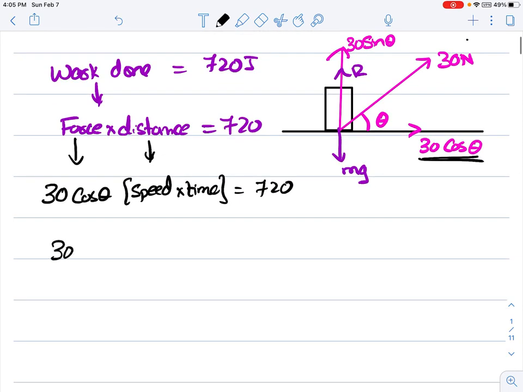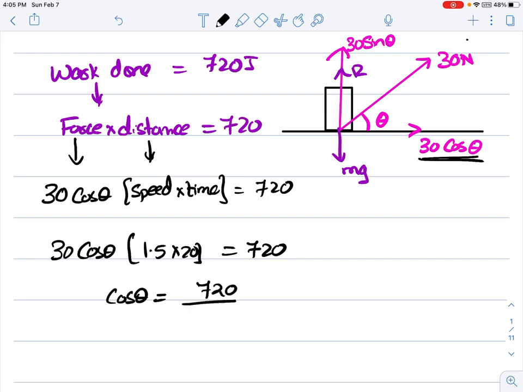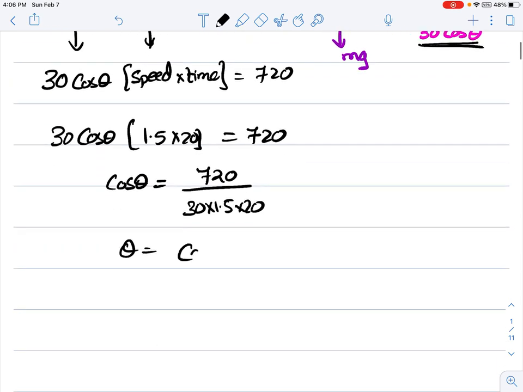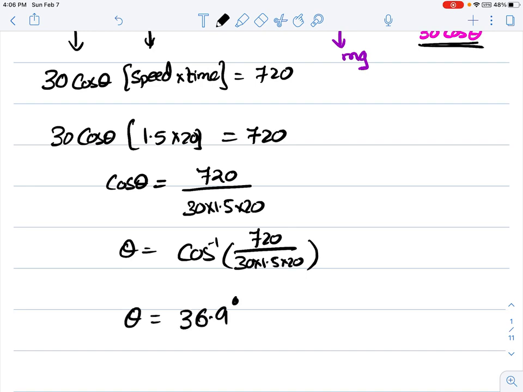So from there, 30 cos theta times speed 1.5 times time 20 is equal to 720. So cos theta is equal to 720 divided by 30 times 1.5 times 20. So theta is equal to cos inverse of this entire thing. You can use the full calculator display. Don't use any rounding numbers. So I get it in 3 significant figures or 1 decimal, 36.9 degrees. So that's a simple answer.